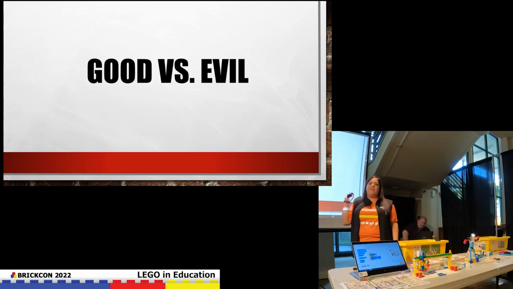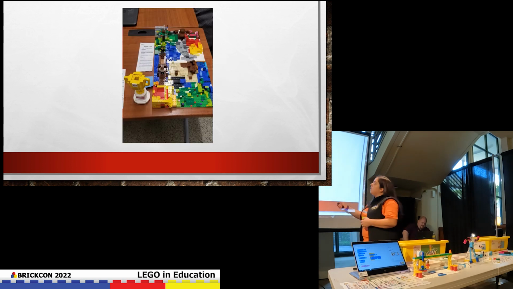We also got to do a good versus evil build. This one actually tied into my English class because they had to write a story with it. So if you can see, there are 2 minifigs. Each partner got 1 minifig, and they had to come up with a story for each of them. One was good, one was evil, and they created a landscape for them to battle on. It's pretty cool. And again, they had to have a story that was required.